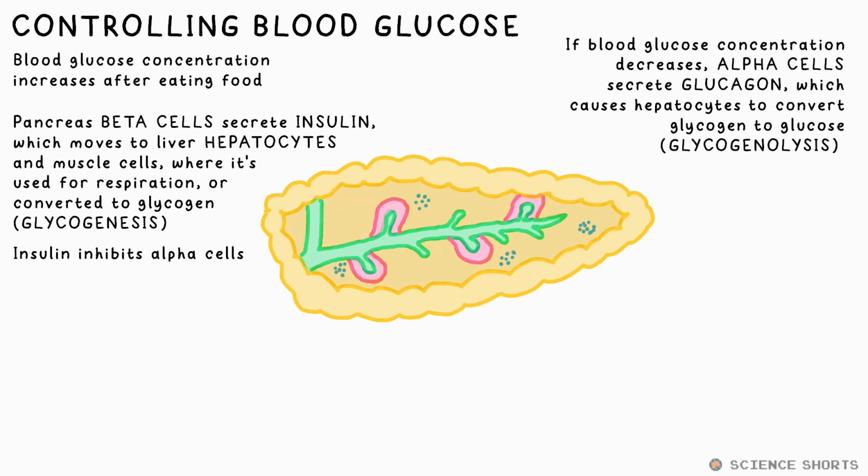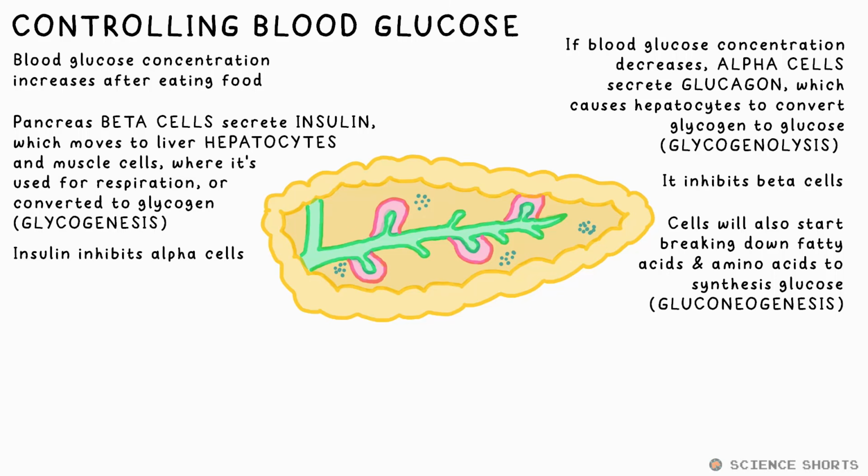If blood glucose levels get too low, alpha cells in the pancreas secrete glucagon. This also inhibits beta cells in return. This causes hepatocytes to convert glycogen back into glucose, which diffuses into the blood. This is glycogenolysis. As there's less glucose available, cells can break down fatty acids and amino acids to synthesize the glucose needed for respiration. This is gluconeogenesis.